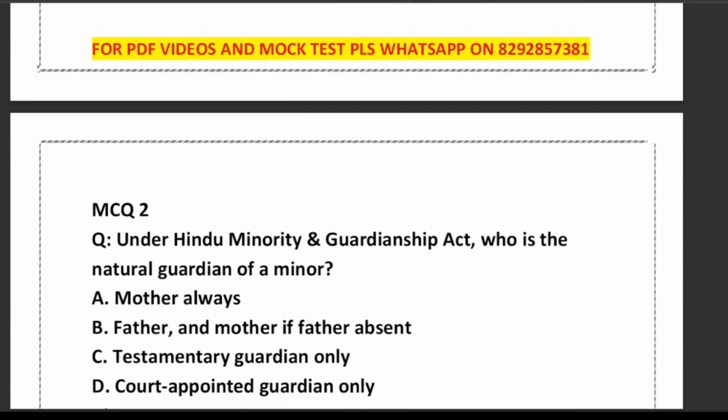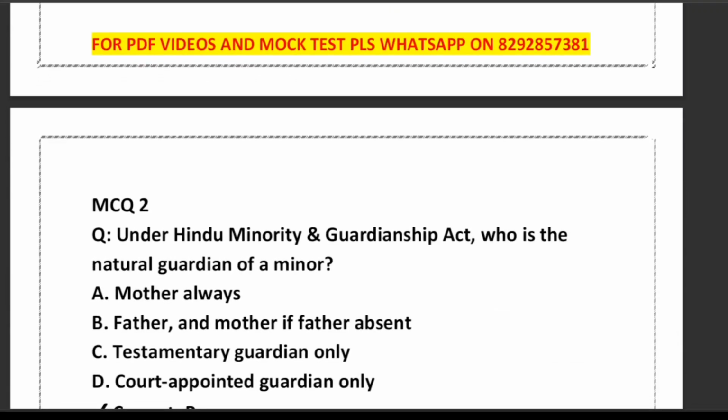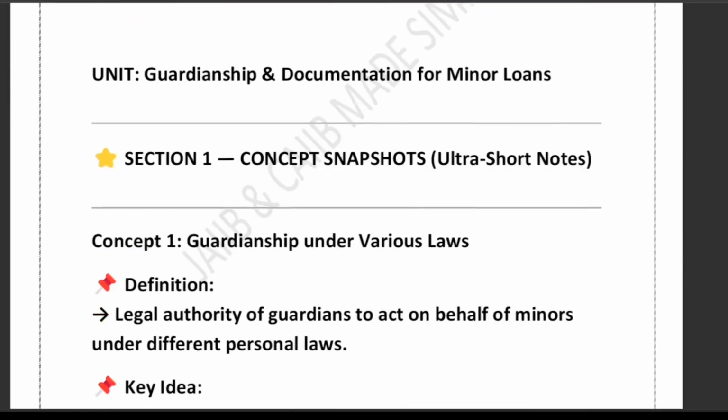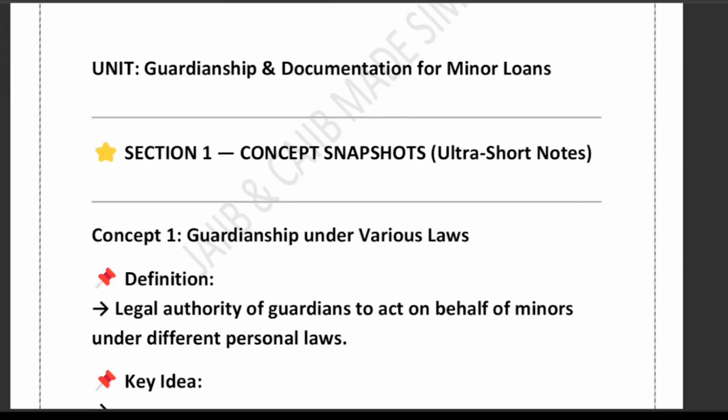Now question 2 is, under Hindu Minority and Guardianship Act, who is the natural guardian of a minor? Mother always, father and mother. Yes, father is a natural guardian and mother is another natural guardian if the father is absent. So B is correct. Now, friends, let's shift our focus to the guardianship and documentation for the minor role.